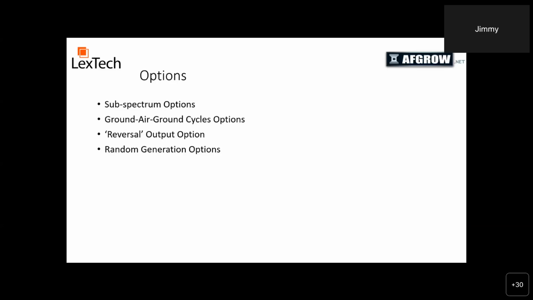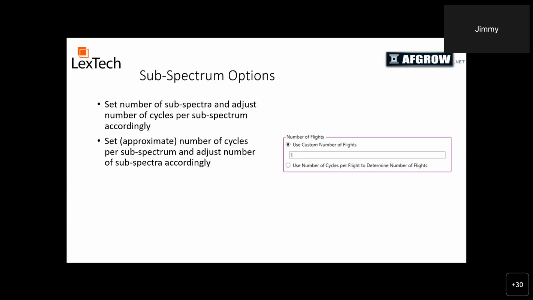There are a few options for generation: the subspectrum options, ground-to-ground cycles options, the reversal output options, and the random generation options. And I'll touch on each of those real quick. Subspectrum options. This option basically lets you either decide to use a set number of subspectrum and then divide the number of cycles equally between them, or you can choose a number of flights per subspectrum approximately, and then change the number of flights based off that number.